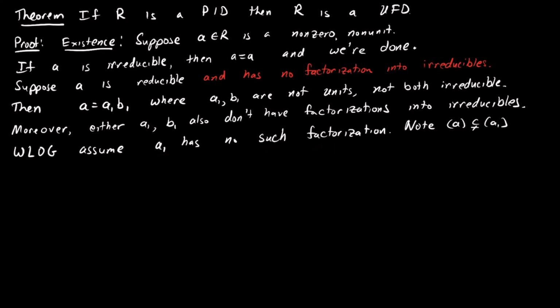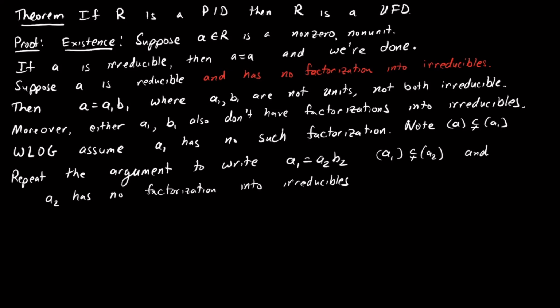And what I'll note is that the ideal generated by A is properly contained in the ideal generated by A1. Okay, because we know that A1 divides A, and I know that B1 is not a unit. So I know that A and A1 are not associates, and I know that A1 is not a unit. So I have this proper containment, and now I'm going to repeat the same argument, but starting with A1, right? I know that A1 has no factorization into irreducibles, so I'm going to write A1 as A2 times B2, and I'll get that the ideal generated by A1 is a proper subset of the ideal generated by A2, and A2 has no factorization into irreducibles.